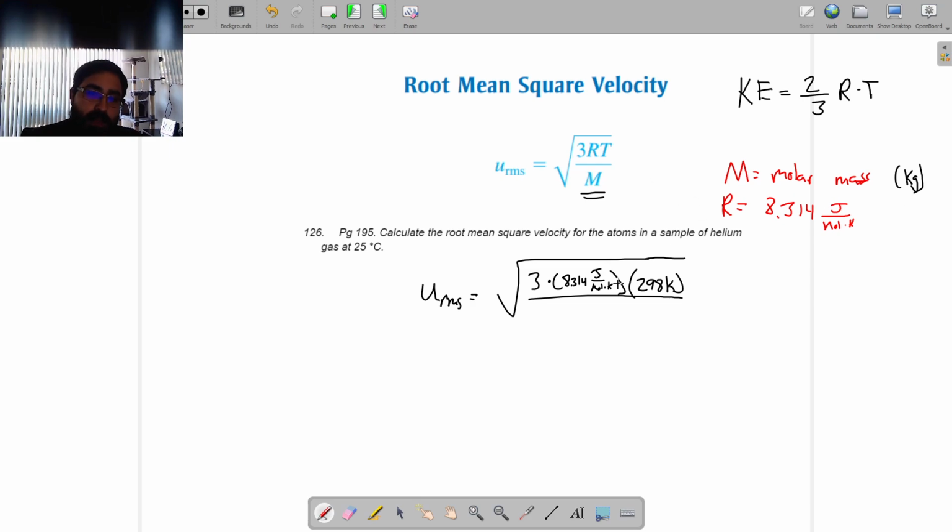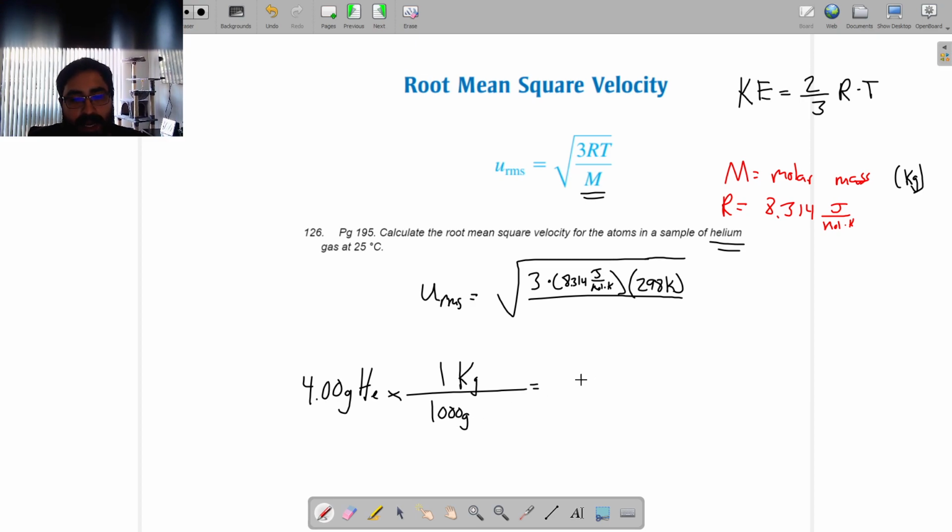Do not forget that. So if we are talking about a helium atom, the molar mass of helium is 4 grams per mole. Let's turn that into kilos. We know that 1,000 grams is the same thing as 1 kilogram, so we're basically dividing 4 by 1,000. So it becomes 4 times 10 to the negative 3 kilograms per mole. And then we put that into our problem here.